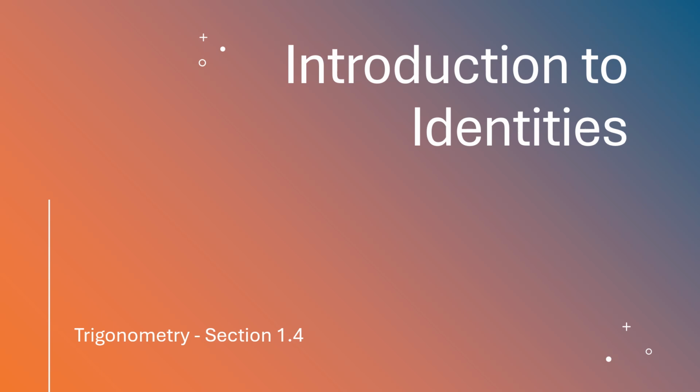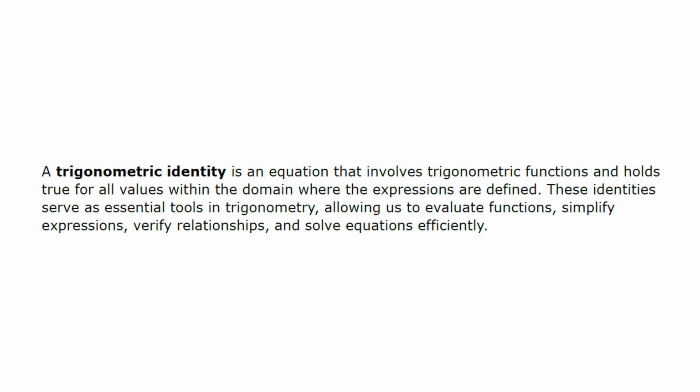Welcome to section 1.4, Introduction to Identities. A trigonometric identity is an equation that involves trigonometric functions and holds true for all values within the domain where the expressions are defined. These identities serve as essential tools in trigonometry, allowing us to evaluate functions, simplify expressions, verify relationships, and solve equations efficiently.